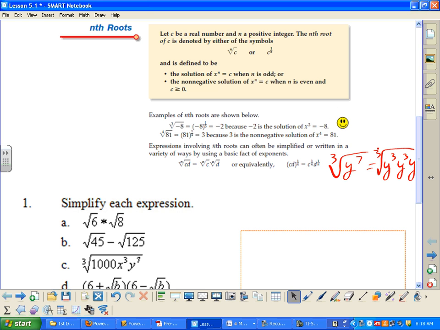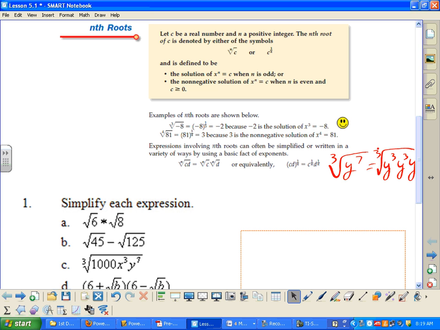Here are a couple of examples of nth roots. If we have the cube root of -8, we could say that's the same as -8 to the 1/3 power, and that's equal to -2. If we had the fourth root of 81, which would be 81 to the 1/4 power, that would be equal to 3. It's not plus or minus 3. It's just 3 because we're not solving an equation, we're just simplifying.